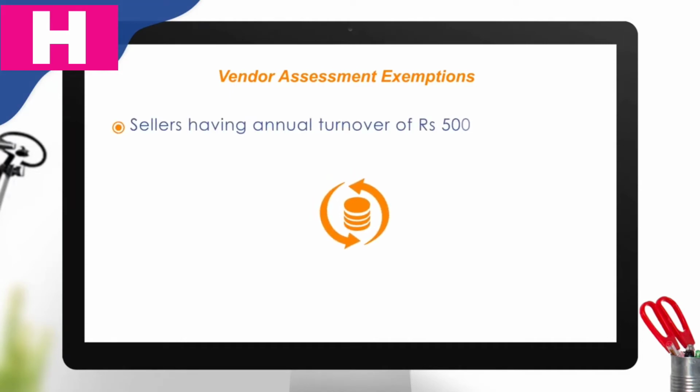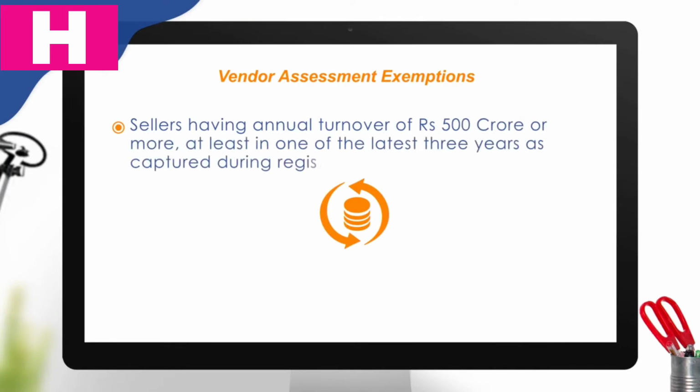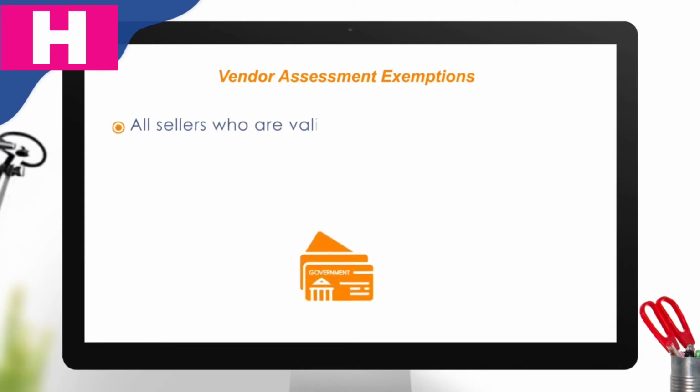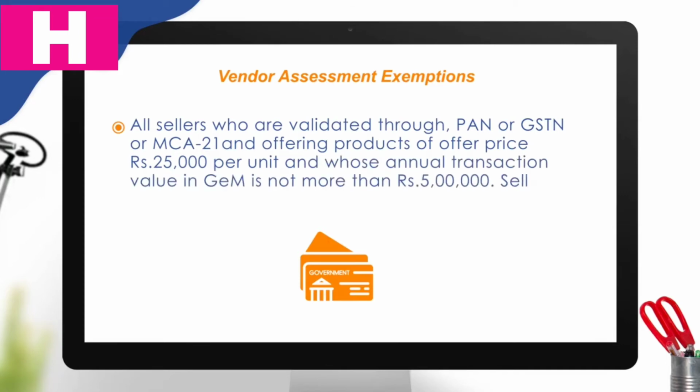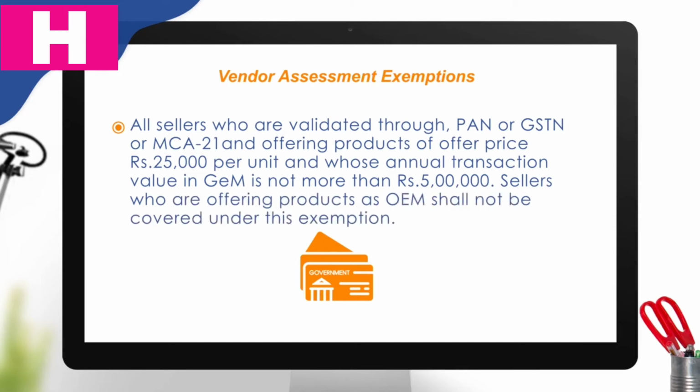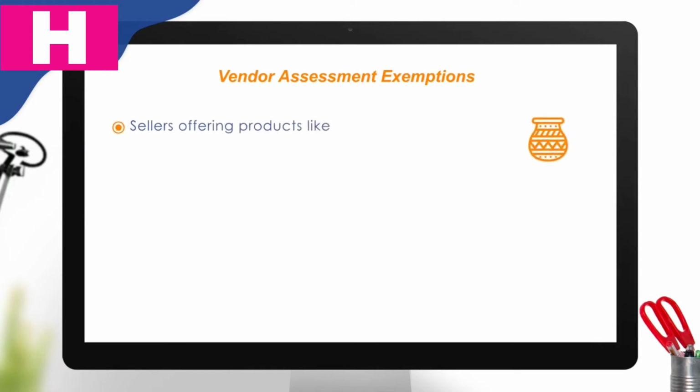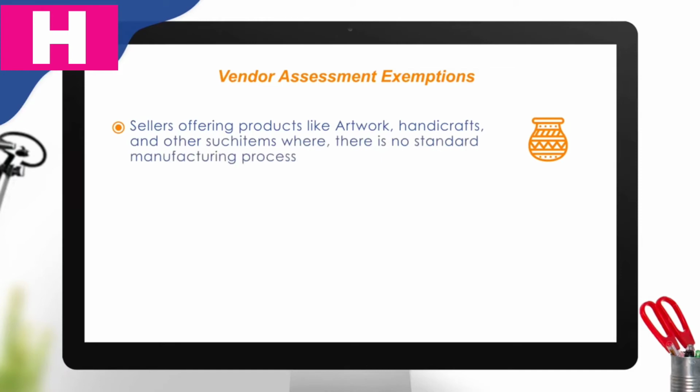Sellers having annual turnover of Rs 500 crore or more, at least in one of the latest 3 years as captured during registration. All sellers who are validated through PAN or GSTIN or MCA 21 and offering products of offer price up to Rs 25,000 per unit and whose annual transaction value in GEM is not more than Rs 5 lakh. Sellers who are offering products as OEM shall not be covered under this exemption. Sellers offering products like artwork, handicrafts and other such items where no standard manufacturing process exists. The exempted categories shall be specified by the category owner.